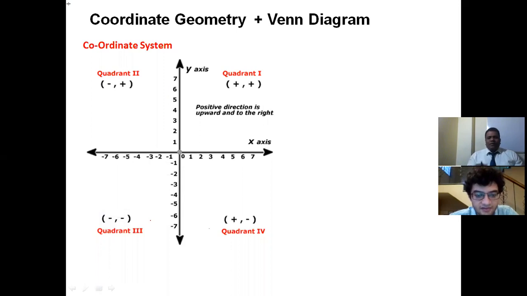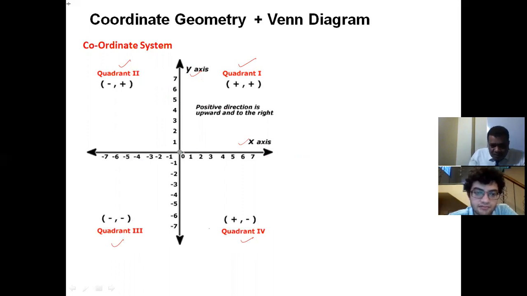Basically, the coordinate system is a vertical line intersected by a horizontal line. So the complete region is divided into 4 parts. These regions are called quadrant 1, quadrant 2, quadrant 3, quadrant 4. So there are 4 quadrants, and this horizontal line is called the x-axis, and this vertical line is called the y-axis. I'm sure you know this coordinate geometry. It's not like we are learning it for the first time.